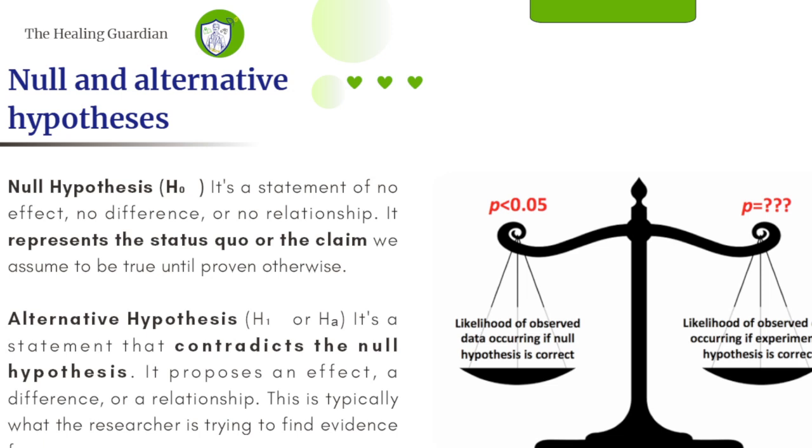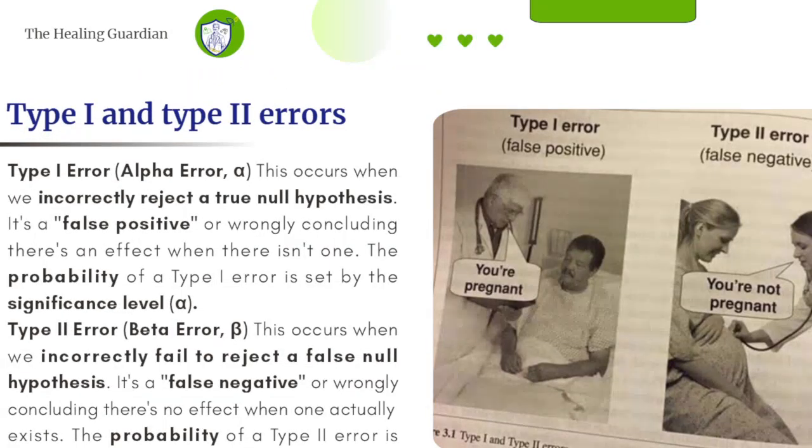So the alternative hypothesis is a statement that contradicts the null. They have to contradict. The null and alternative hypotheses are contradictory. Before we do that test, we have to understand the two types of errors we can make in hypothesis testing. Number one is a type 1 error and number two is a type 2 error.